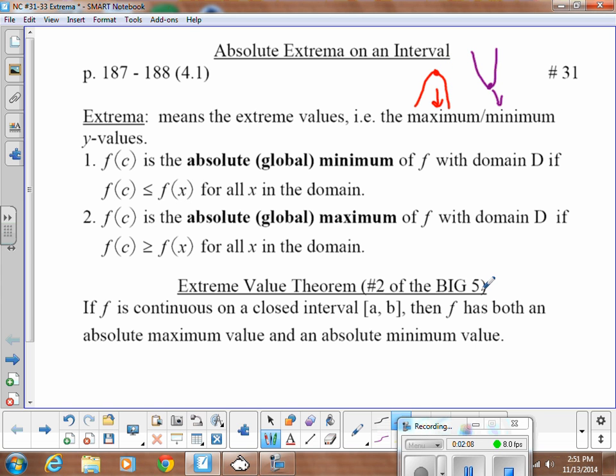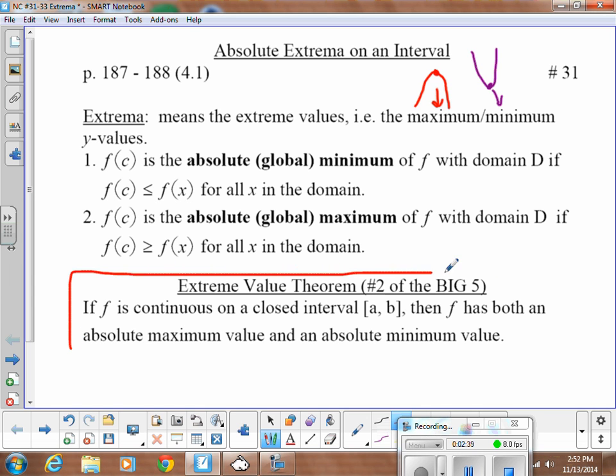Now, when we talk about some functions we do here in calculus, obviously we don't always do something as simple as an x squared. Our functions sometimes are a lot more complicated than that. What you need to remember is absolute minimum and absolute maximum mean it has to be the absolute lowest point on that graph, or the absolute highest point on that graph.